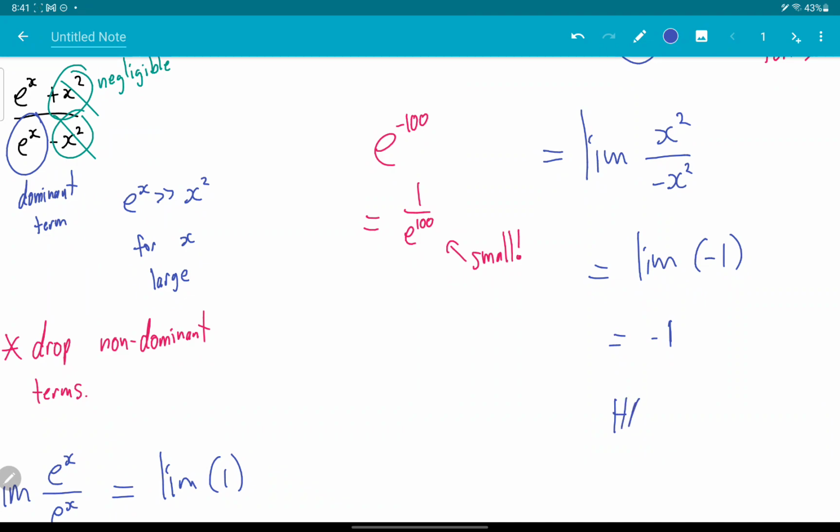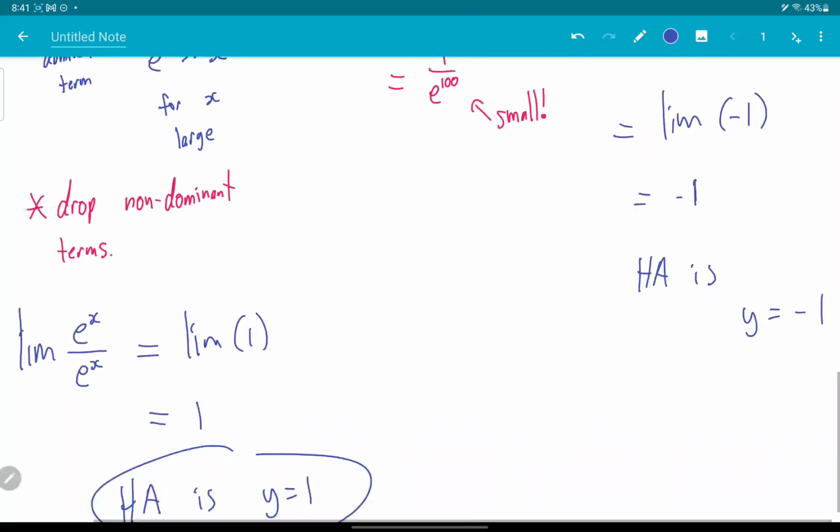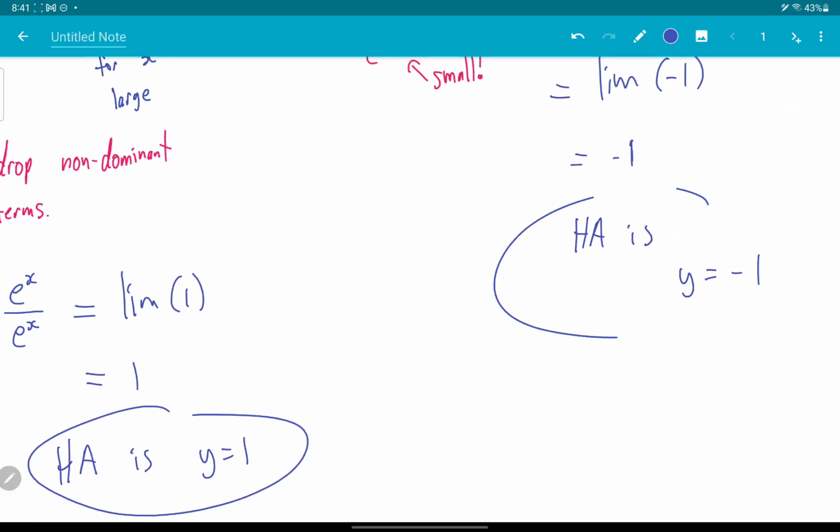And then the limit of a constant is just the constant. So the horizontal asymptote is y equals negative 1. So I got two horizontal asymptotes, negative 1 and plus 1.